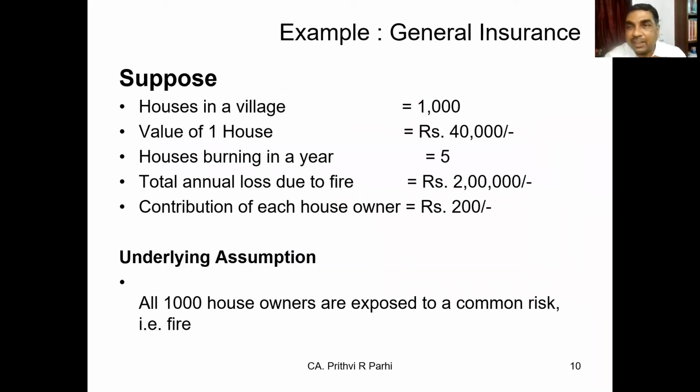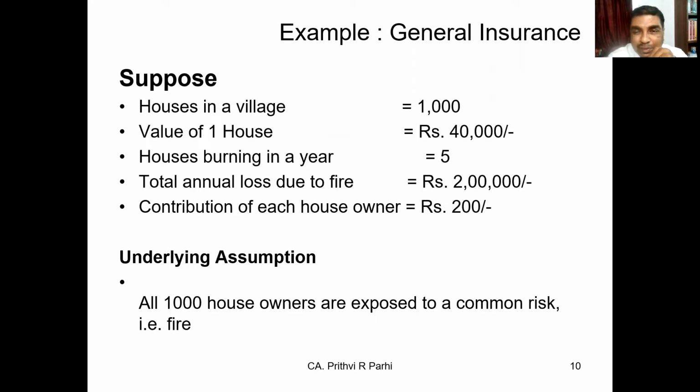Okay, to understand that, let us take an example. Now you can look here. Suppose in a village there are 1,000 houses, and the value of one house is, for example, 40,000 rupees only. History shows the probability of a house burning in a year is 5. That means normally on an average, on a yearly basis, 5 houses may catch fire. So the annual loss total comes to 5 houses into 40,000. How much is it? 2 lakh.